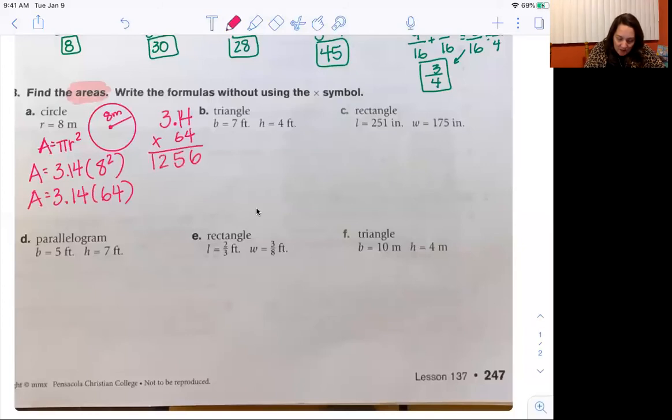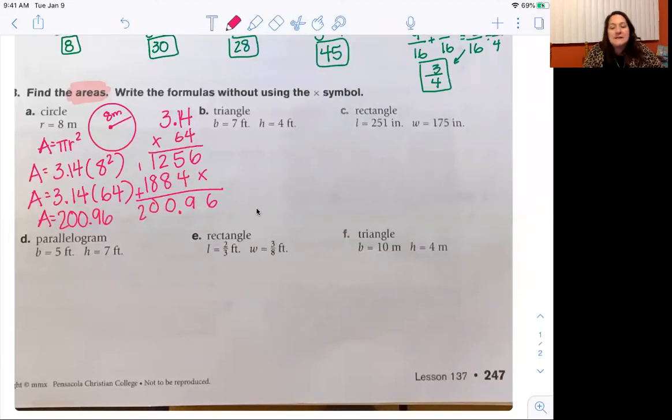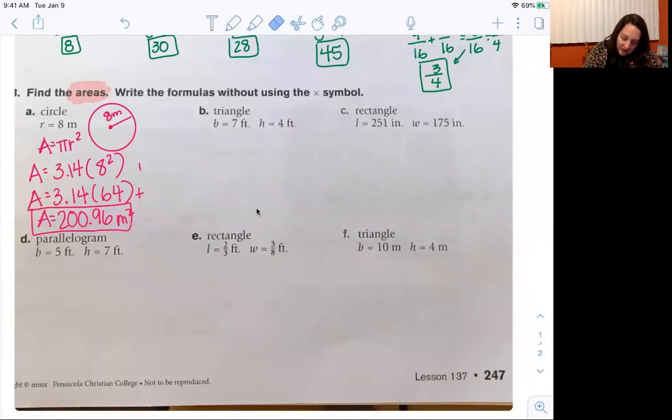Okay, I got 200.96. Now this is area, meters squared. Excellent. Like I said, don't be afraid to talk to the screen. It's okay to talk to the screen.